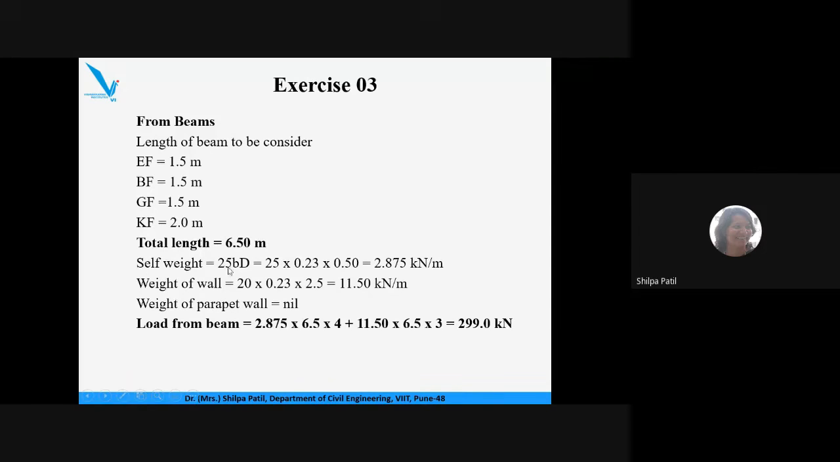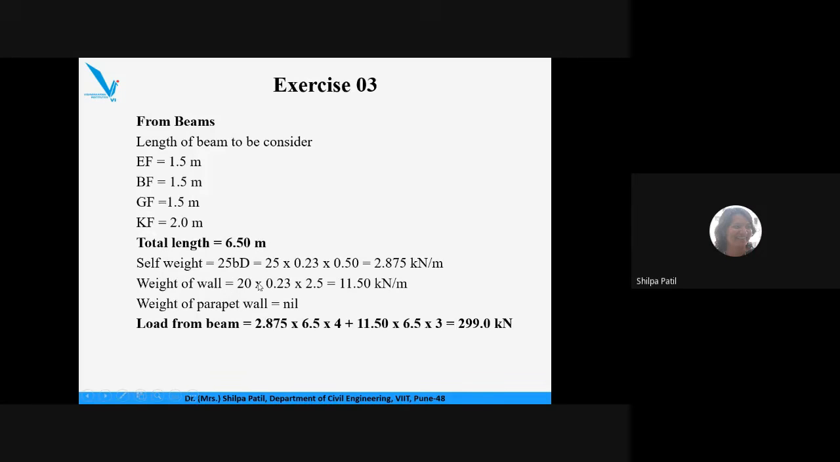So self weight is 25 B into D. Now here we do not consider the unit width for beam. For beam we consider the entire width for design. So 25 into 0.23 by 0.5, this is the dimension given in the problem. This is the self weight of the beam.